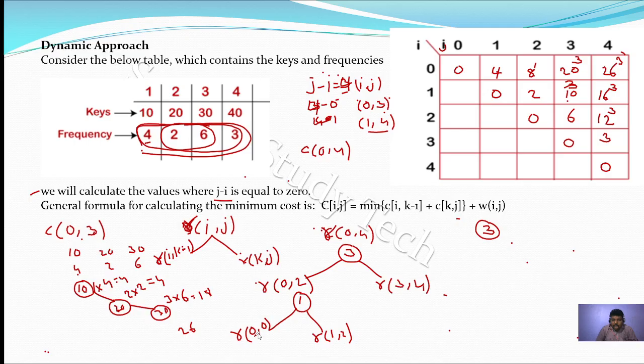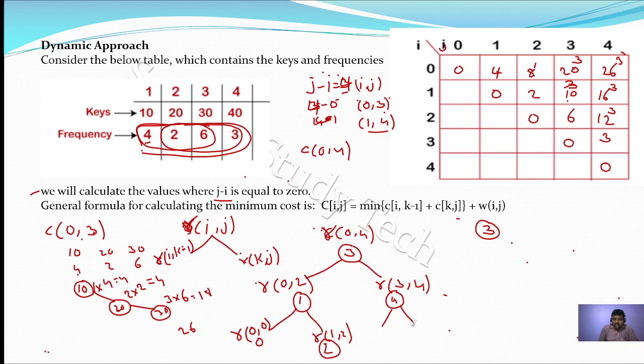Now R of 0 0. So R of 0 0 value is 0. R of 1 2, that is the second key. 1 2, that is the second key. So here the key value is 2. Like here R of 3 4, the 3 4 value, here it is 3, that is the fourth key. Here it is the fourth key.